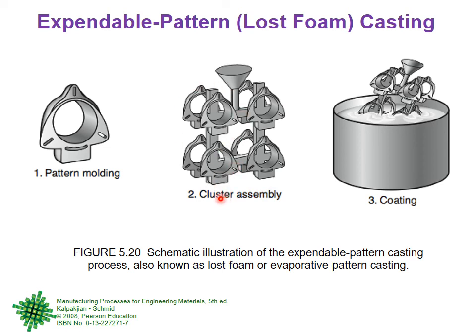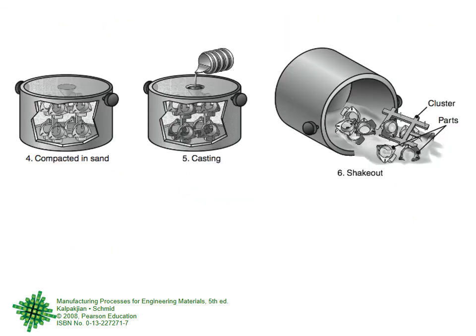Once the cluster is there, again you have to coat it so that it does not stick to the sand and so forth. So that is of course there. So patterning, then the cluster assembly, then the whole cluster assembly is coated or sprayed and so on, and then it is compacted. The whole thing is compacted in sand, and then you pour, and from one it goes to all of them. So now it is shaken out, and inside you don't have to remove any pattern because the pattern became vaporized and it went away, right?